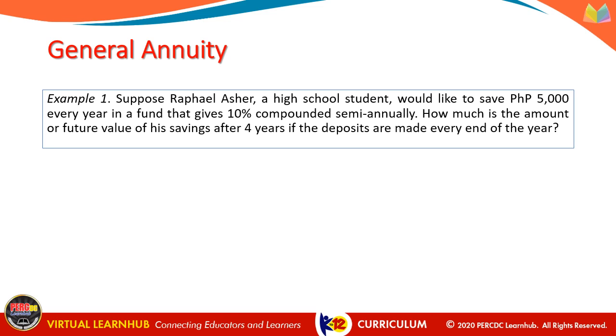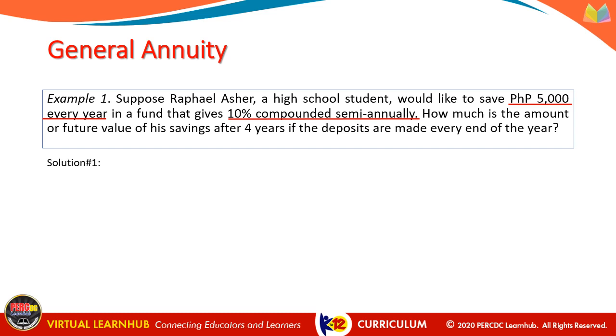This is not a simple annuity problem. As we can see, the deposits are done every year or annually. We have 5,000 pesos every year, but the interest is compounded semi-annually or every 6 months. We have 10% compounded semi-annually. The number of deposits in a year does not coincide with the interest interval. Thus, this is a general annuity problem, right? For this problem, we are going to show two solutions.